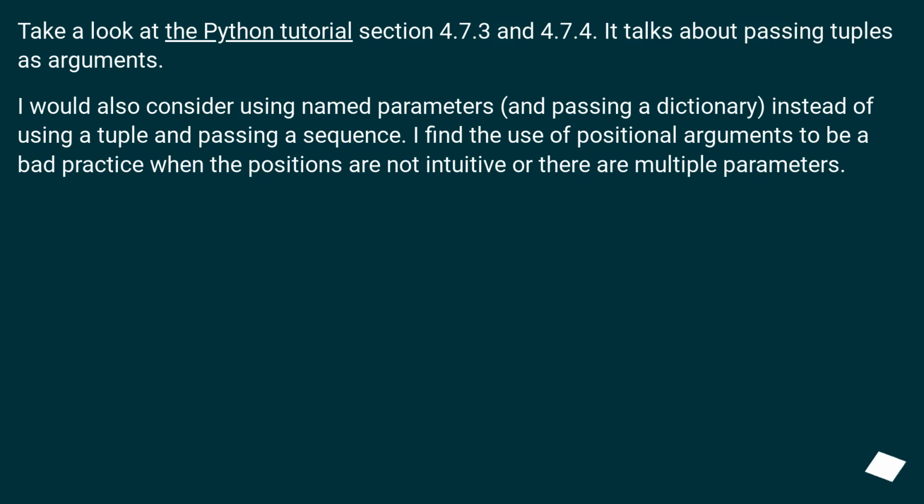Take a look at the Python tutorial section 4.7.3 and 4.7.4. It talks about passing tuples as arguments. I would also consider using named parameters and passing a dictionary, instead of using a tuple and passing a sequence. I find the use of positional arguments to be a bad practice when the positions are not intuitive or there are multiple parameters.